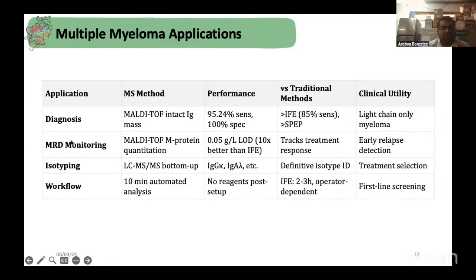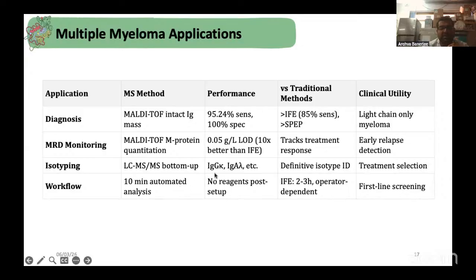But when you do the minimal residual monitoring using multiforms, around 0.05 gram per liter of the LOD can be tracked down, which is 10x better than the gel technique, which is the IFE. It tracks down the treatment response and also presents the early response for the detection.